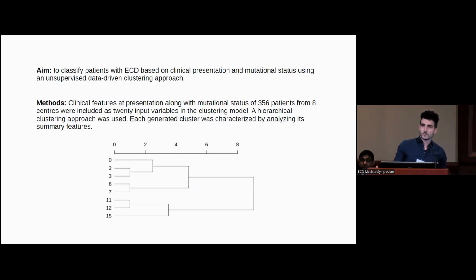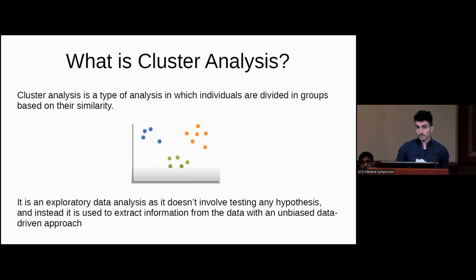And to do so, we have taken 356 patients, the majority of which was taken from the pool of patients who underwent the GWAS study that was presented yesterday by Professor Vaglio. And we also added some other patients to this pool. And we performed a hierarchical cluster analysis that I'm going to show you how it works.